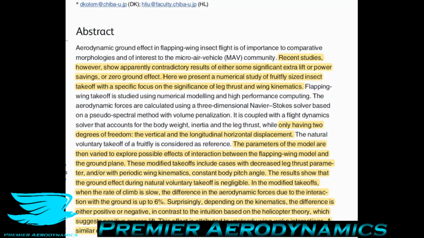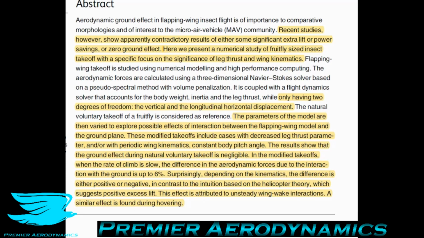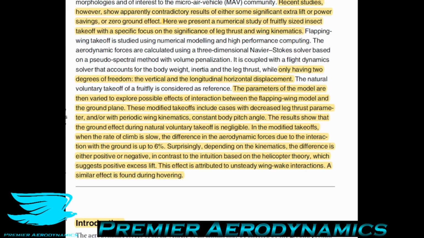So in this study, they look at a numerical study of fruit fly-sized insect takeoff with a specific focus on the significance of leg thrust and wing kinematics. So the leg thrust, they look into how much the insect jumps off the ground and propels themselves into the air. And then the wing kinematics, so how much the wing is actually moving up and down. And they modify that to see how that affects the ground effect. And they also look at only 2 degrees of freedom, so the vertical and the longitudinal horizontal displacement. So those are some limitations of this paper. This was done in 2016.